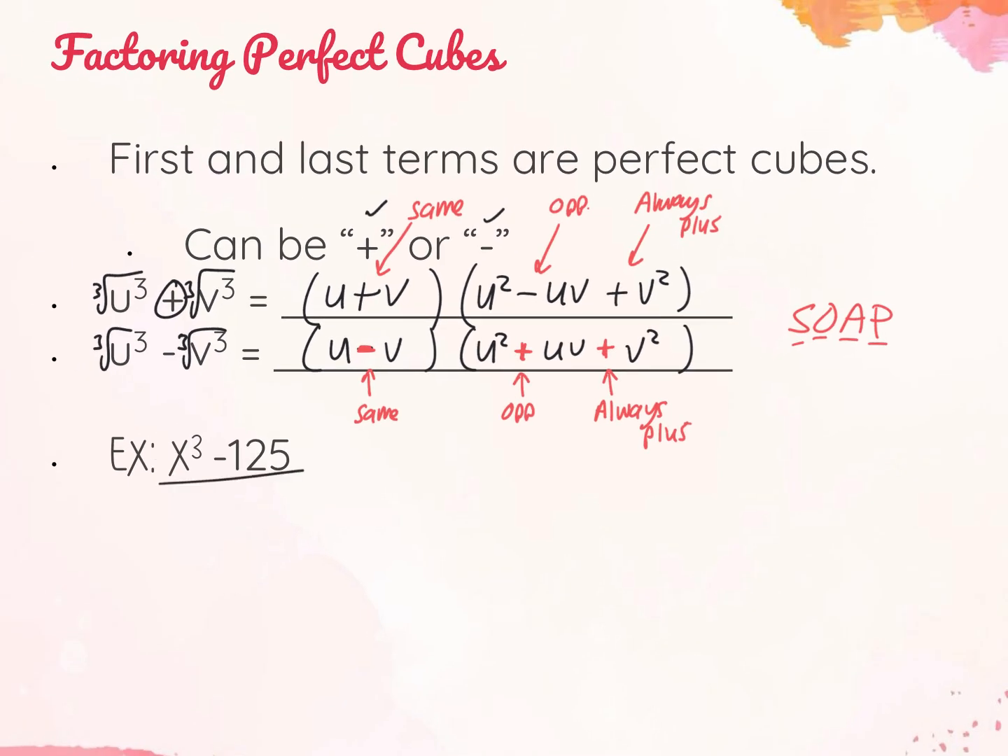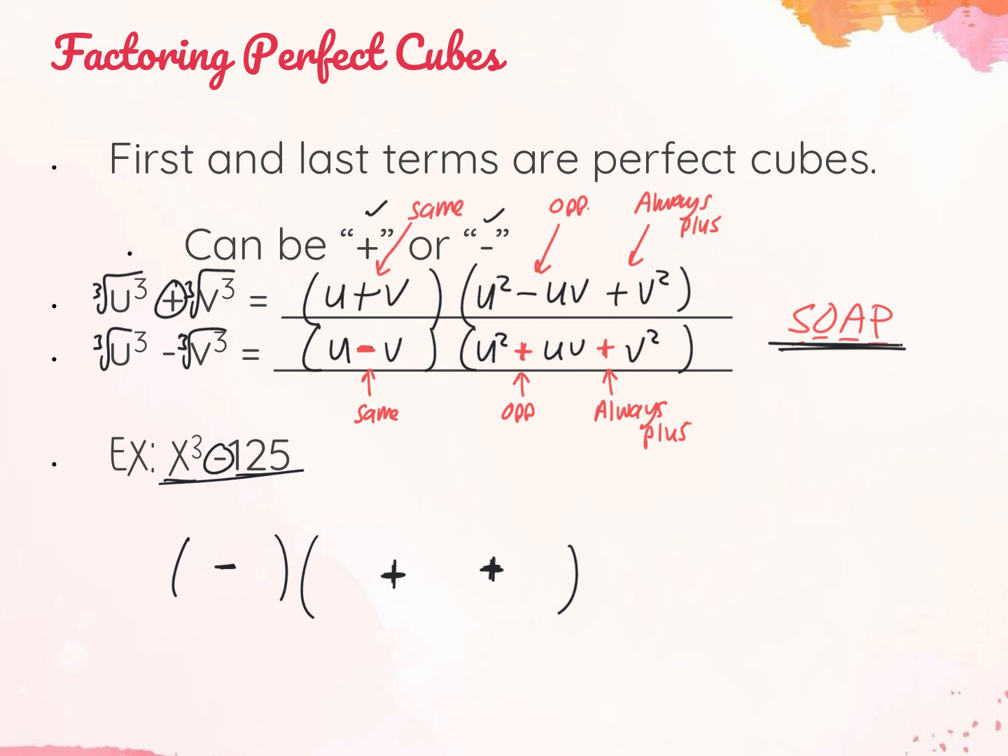So typically what I like to do, and you're going to see, I'm going to do x to the third minus 125. I'm going to factor it. You're going to see that I like to fill in the pluses and the minuses right away using SOAP. Same, opposite, always plus. Right, so this is a difference of perfect cubes, right? X to the third minus 125. Those are both perfect cubes. I like to write my parentheses, and I like to write same, opposite, and then always plus.